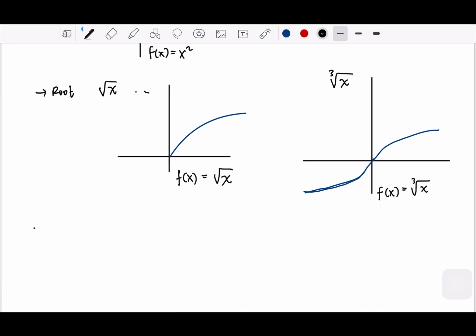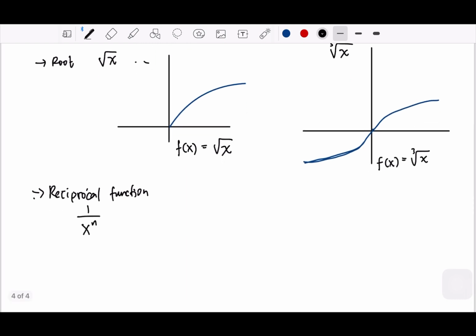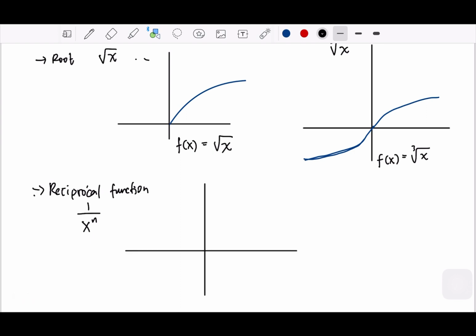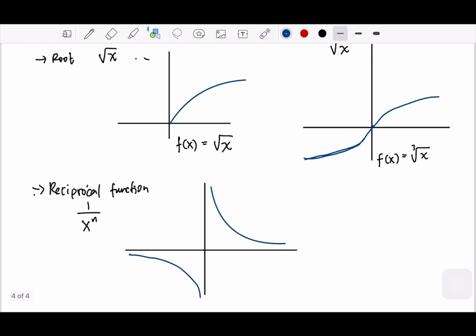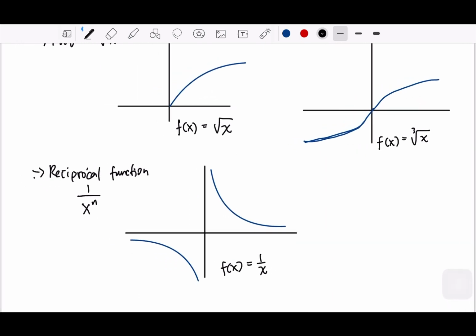And the reciprocal function, which is 1 over x to the power of n. This is going to be like this. And this is going to be like this. This is just 1 over x. If I have 1 over x squared, then it should become all positive y, right?